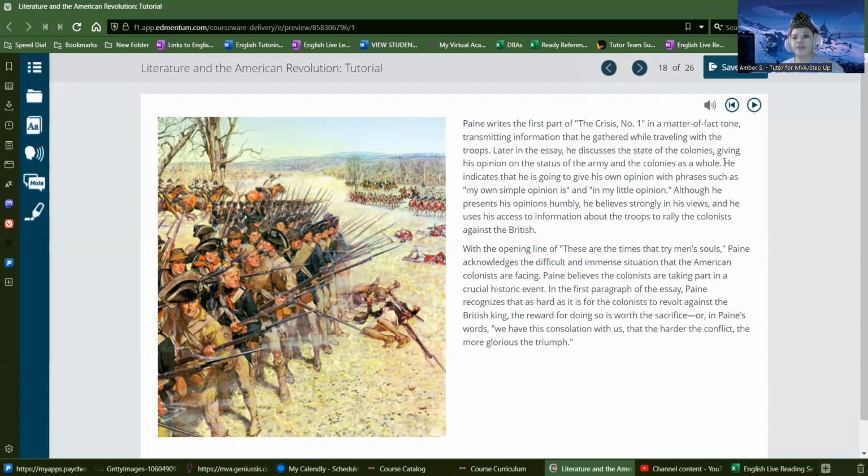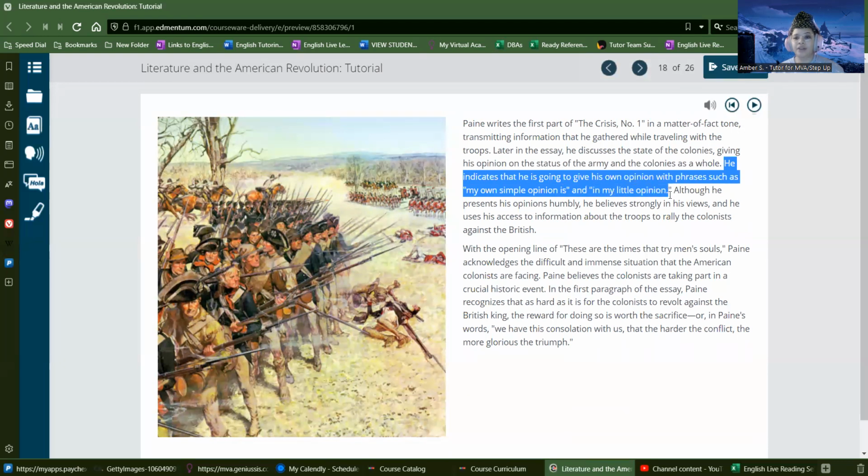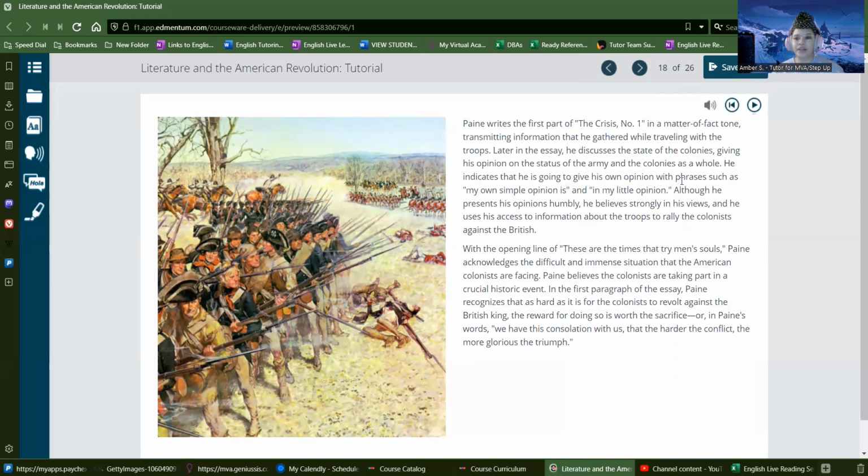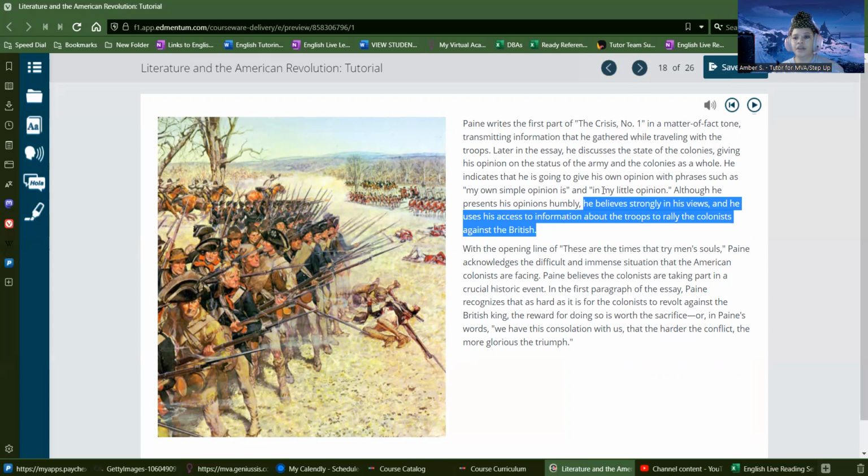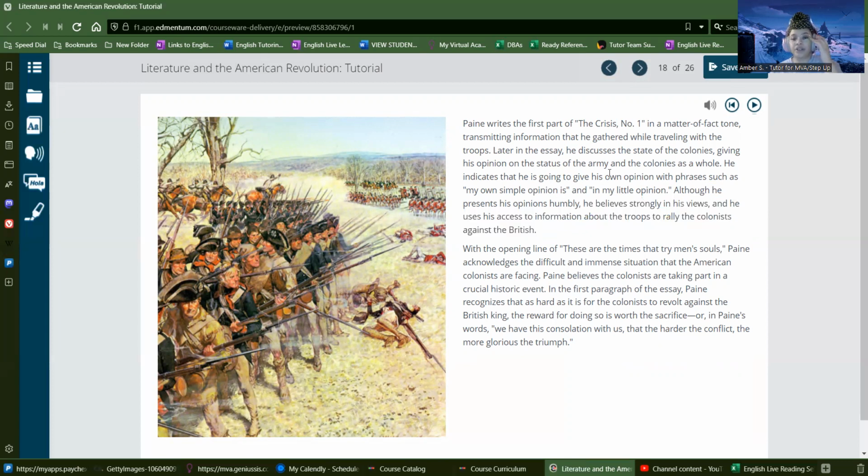And we talked about this, how he softballs his opinion, phrases like "my own simple opinion" and "my little opinion," right? "My secret opinion," that kind of thing. He presents his opinions humbly, but he strongly believes in his views, and you can tell by how he talks later on. And he uses his access to information to rally the colonists against the British. So he's definitely trying to inspire them to believe in the war, maybe a little more than they would have normally.